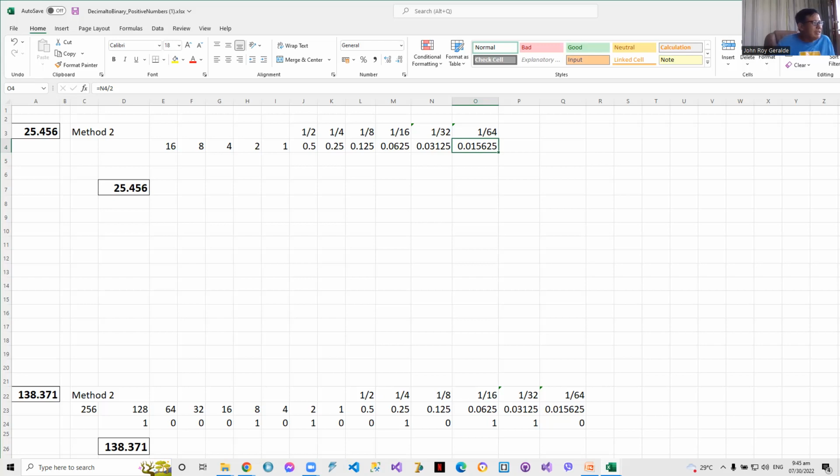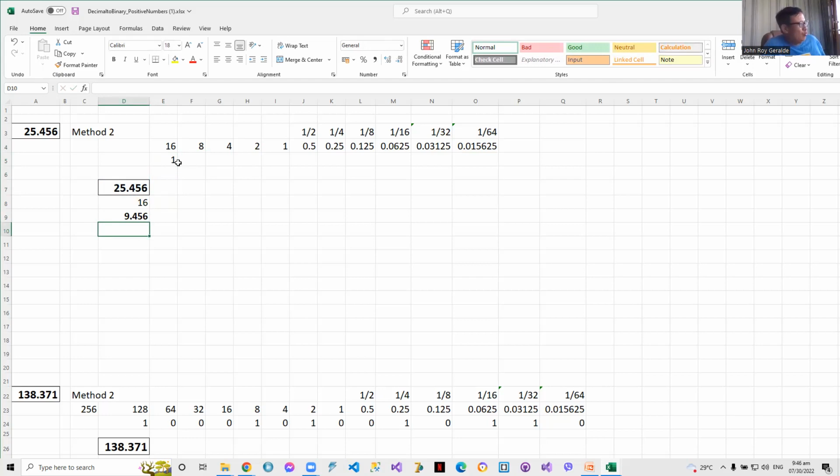So we pick. In the binary series, which number is immediately lower than 25.456? Anyone? Which number is immediately lower than 25.456? Right after it is 16, right? It can't be 8. It's right next to it. We pick it, and then we mark it as 1. Do you follow? And subtract. So this 16, subtract it from here. Minus this. Do you follow? And then we repeat.